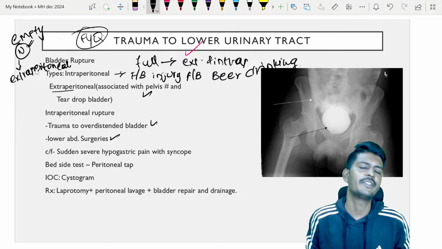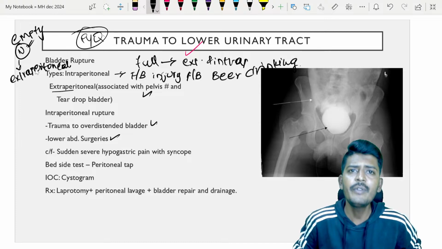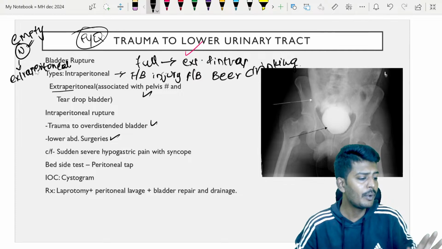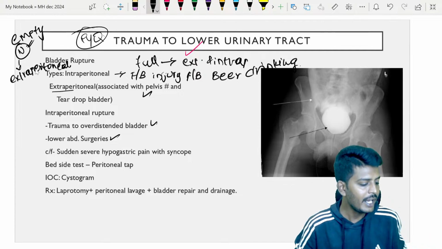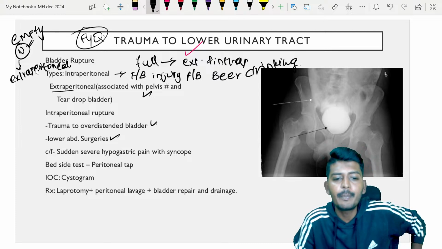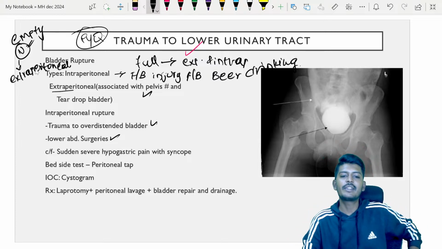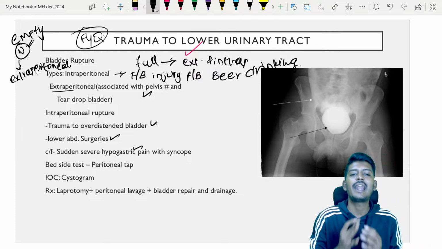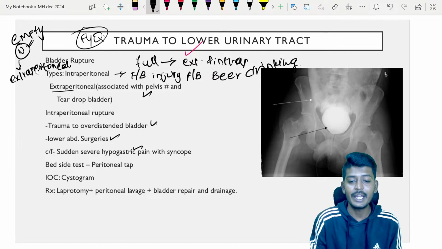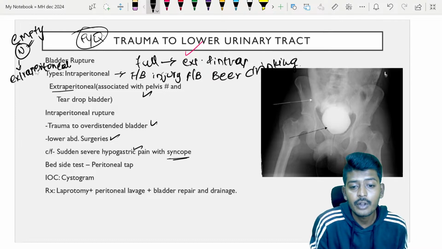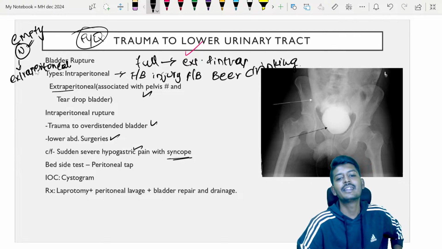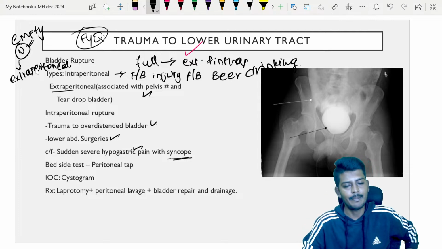Okay, so clinical features. Where is the bladder located? Bladder is located in which quadrant? It is located in the hypogastric region. So in the hypogastric region, the patient will start to develop severe pain. So sudden severe hypogastric pain, and the patient will have severe irritation of the peritoneum. Even there can also be loss of consciousness called syncope. So the patient will have sudden severe hypogastric pain with syncope. This is a common presentation of the patient with urinary bladder rupture.